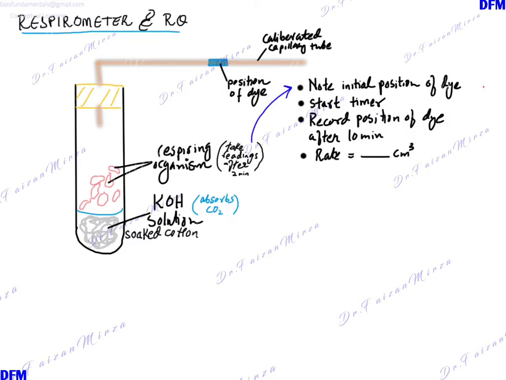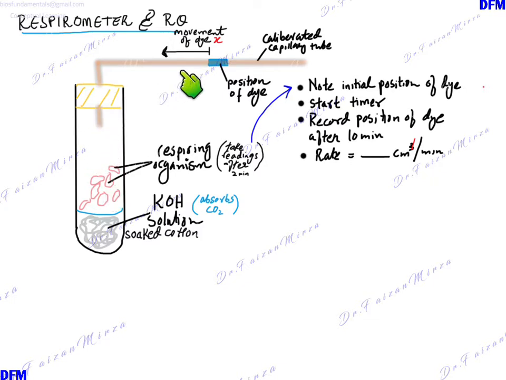I'll calculate the rate of movement of the dye as distance upon time. So this is actually centimeters per minute, not centimeter cube. I'll just measure the distance covered per unit time. The movement of the dye will be in the direction I have marked, because all the oxygen in this tube is constantly being used by the respiring organism, so the amount of gas in this tube will start to decrease.